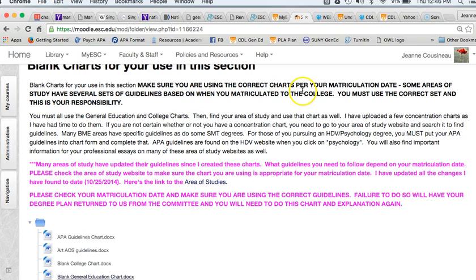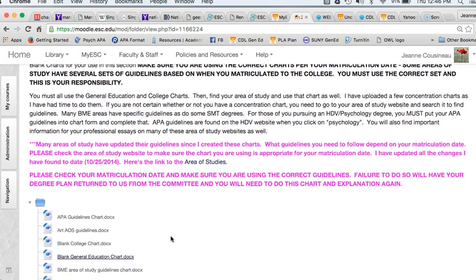Make sure you're using the correct charts as per your matriculation date. When you matriculated, you should have that somewhere in an acceptance letter. I would contact the registrar's office. It is something I can check for you, but you should remember when you started. And don't go by your acceptance date. It's by your first term with us. So if your first term with us was September 2015, then that is your matriculation date, and that is the area of study guidelines that you would need to go by.